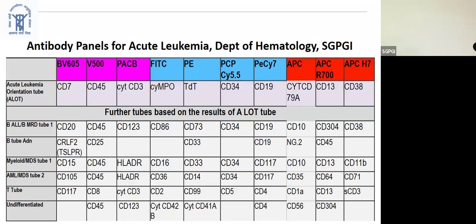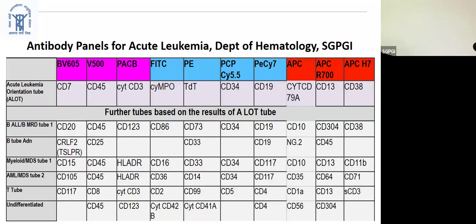And if there is no positivity for MPO, cyto CD79, CD19, CD7, which means that this is neither B nor T nor AML, probably, then we put this tube, which is for undifferentiated leukemia. That will help you in getting whether this is acute megakaryocytic leukemia or not, whether this is blastic plasmacytoid dendritic cell neoplasm or not, and so on. Right? So this is the orientation that is being followed in our lab.